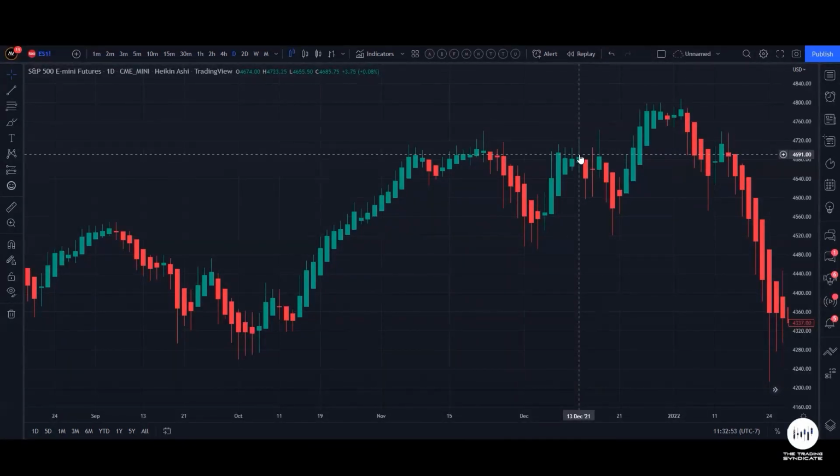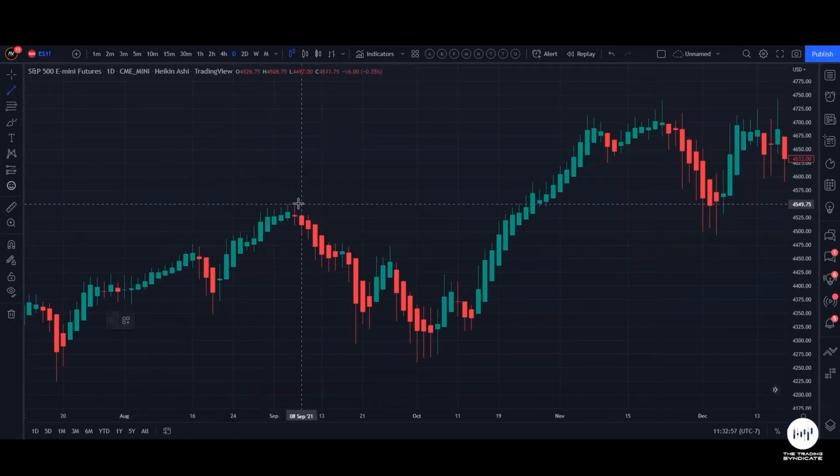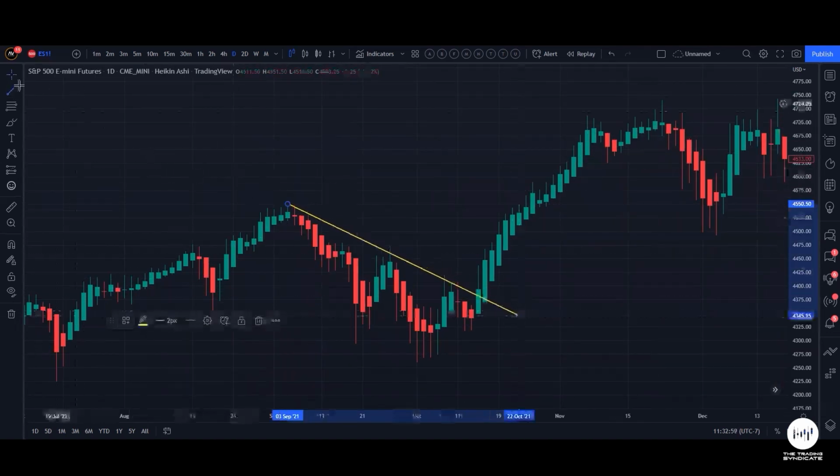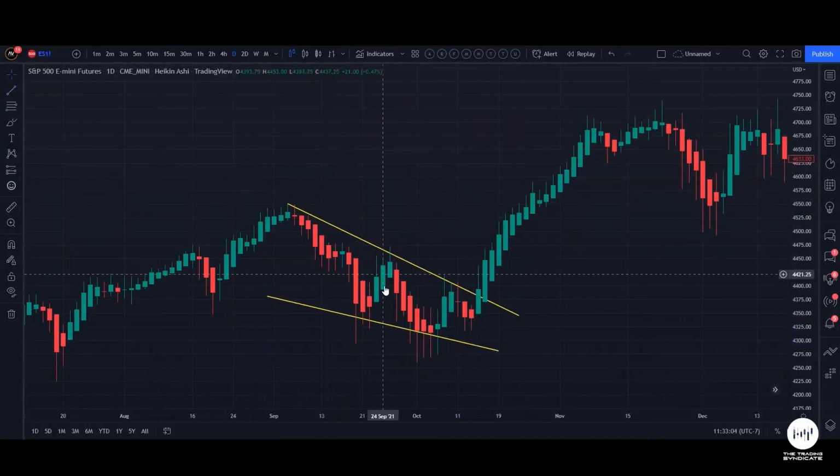So the great thing about these is that they can still be used to identify consolidation periods. Like say if I just draw some trend lines right here, we can still identify consolidation patterns. Like this would be, of course, a falling wedge pattern, and they still do maintain the shape here.